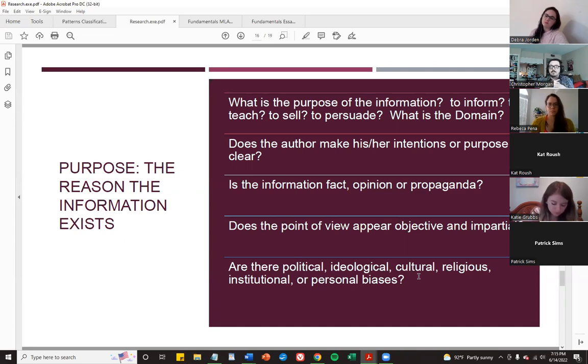Oftentimes we talk about edutainment. To a certain extent, education can be entertaining. But if you're looking at something whose primary purpose is entertainment, maybe it's not as rigorous and thorough as it could be. Maybe it's vaguer than it should be. Or maybe it's overly reductive about stuff.